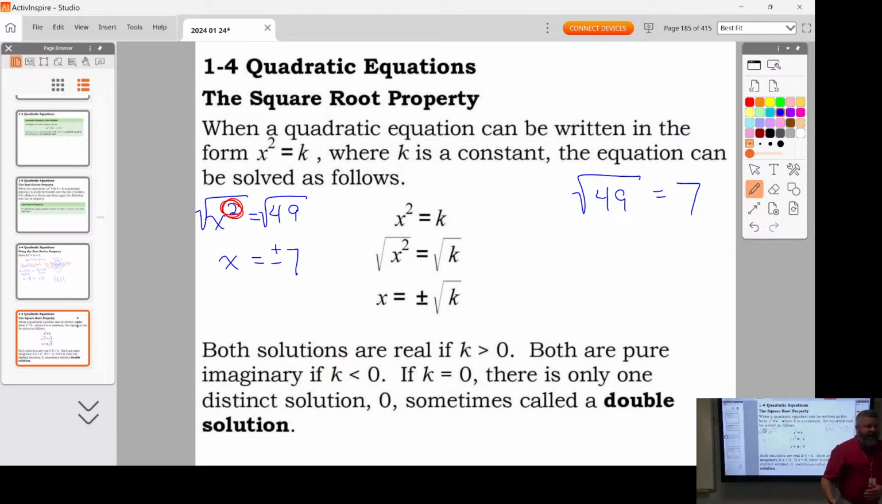Just asking you what's the square root of 49, the answer is 7. But if I'm solving a quadratic, x has two values. If you don't like it, just throw it in the floor.